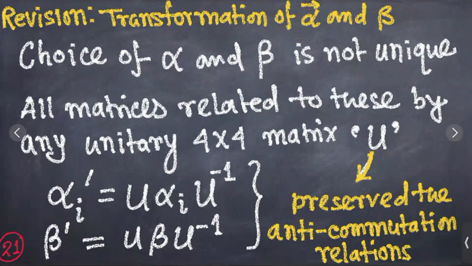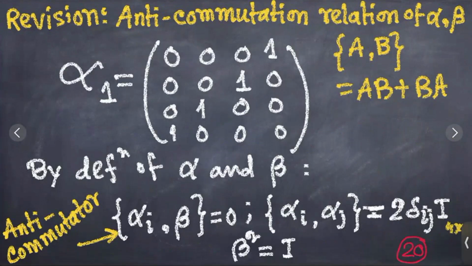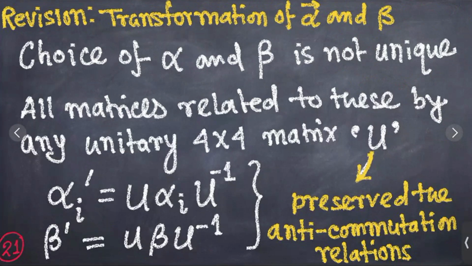To answer your question, if you think of a different choice of alpha and beta, we obviously can, but those should fulfill this anti-commutation relation. If there is a different choice that satisfies it, then we can also study the dynamics of those particles using the Dirac equation.